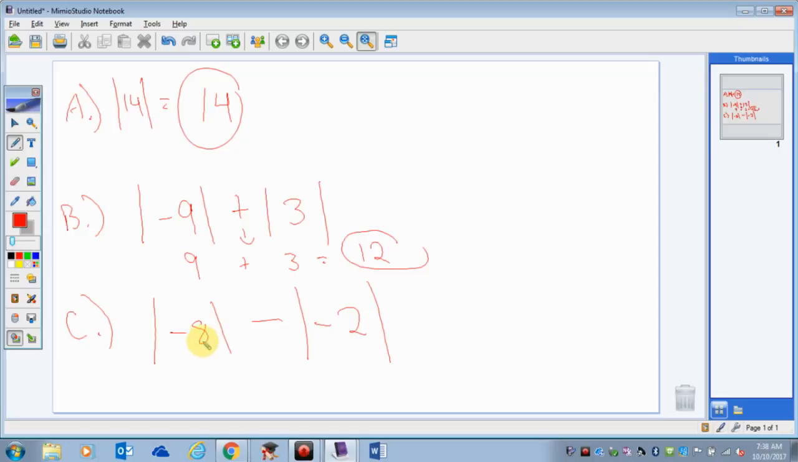And then for C, the absolute value of -8 is 8. Bring down my subtraction symbol. The absolute value of -2 is 2. 8 minus 2 is 6. So these are very simple here.